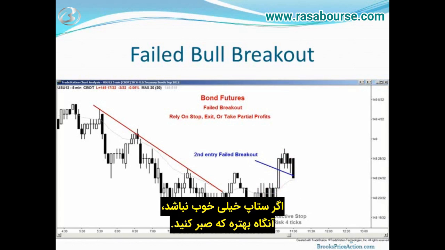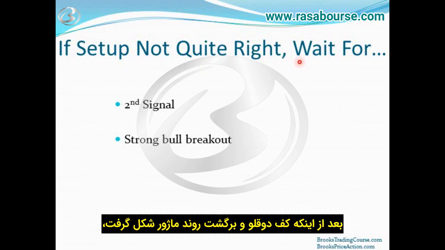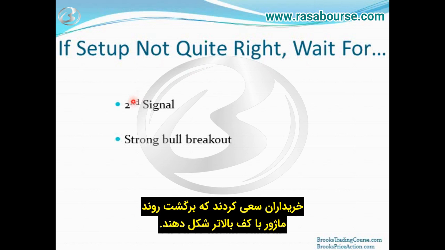If a setup is not quite good enough, wait. You either wait for a second signal or a strong bull breakout. After a double bottom major trend reversal, the bulls are going to try to form a higher low major trend reversal.